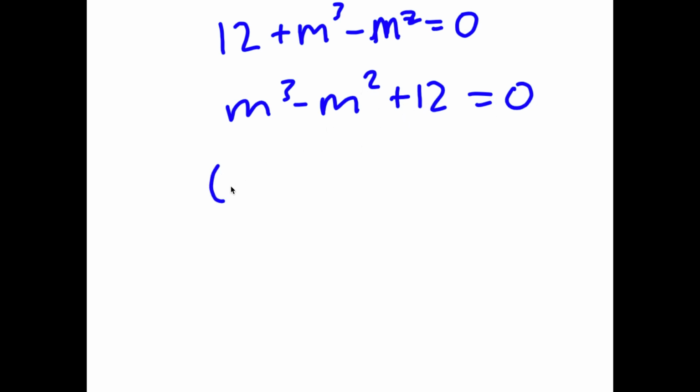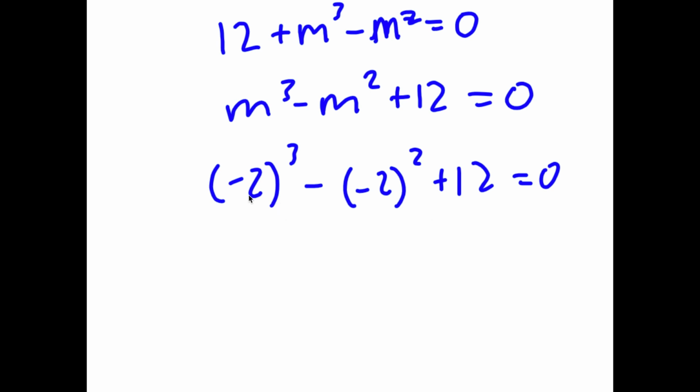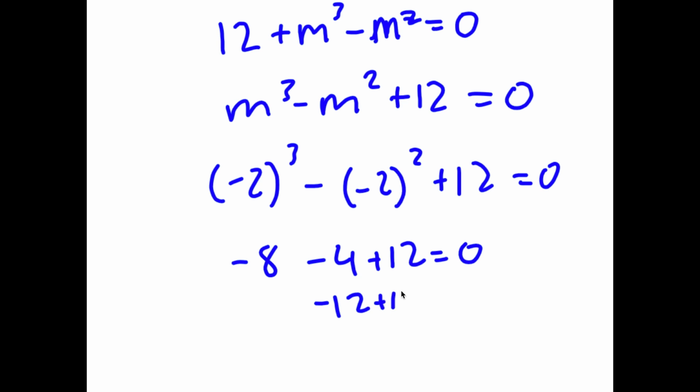But negative 2, let's see negative 2. So I have negative 2 to the power of 3 minus negative 2 squared plus 12 is equal to 0. Negative 2 to the power of 3 is negative 8. And negative 2 squared is 4. Negative 8 minus 4 is negative 12. So I have negative 12 plus 12 equals 0, meaning negative 2 is a solution.